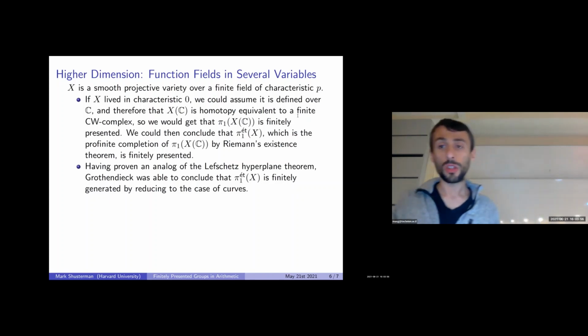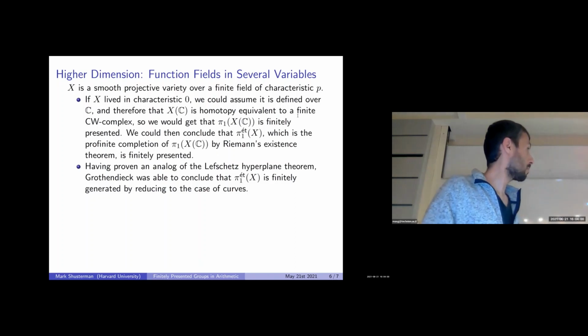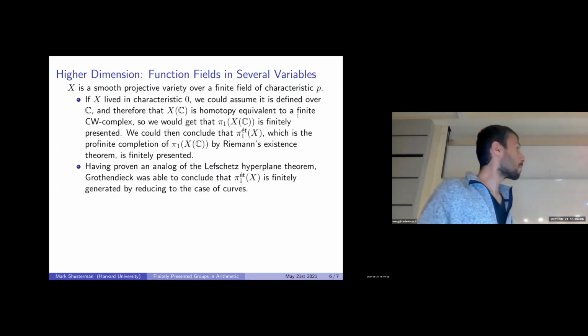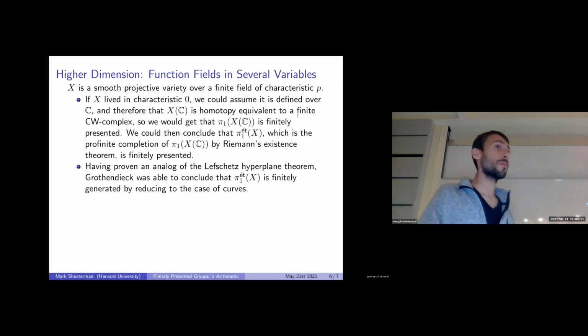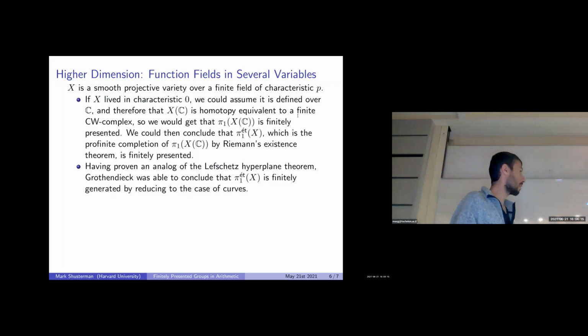So again, as on the previous slide, finite generation was available to us by a result of Grothendieck. This is some extension of what happened on the previous slide. The additional input that you need is a Lefschetz hyperplane theorem in order to reduce the dimension of the variety until you hit varieties of dimension 1, which is curves, and then you get the result of Grothendieck from the previous slide. So Grothendieck extended his results to higher dimension and proved that the étale fundamental groups are finitely generated.